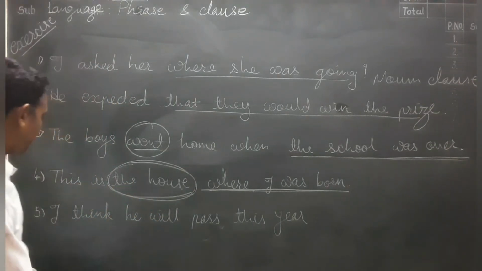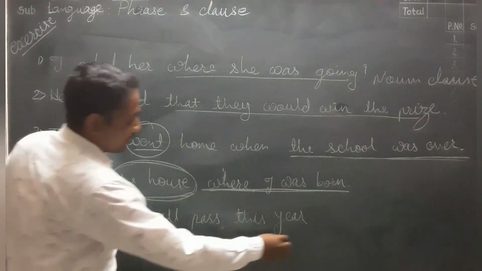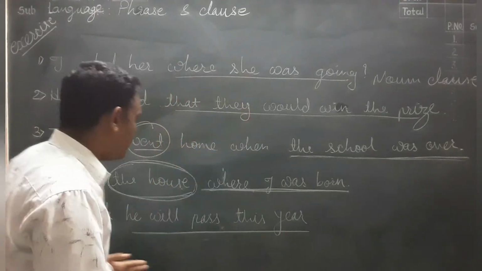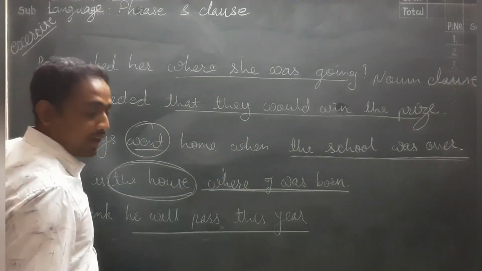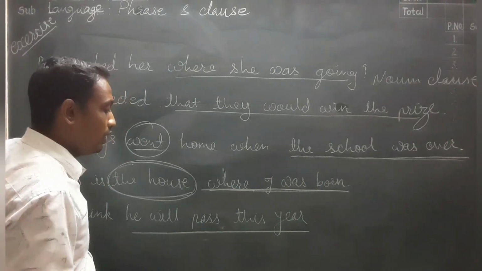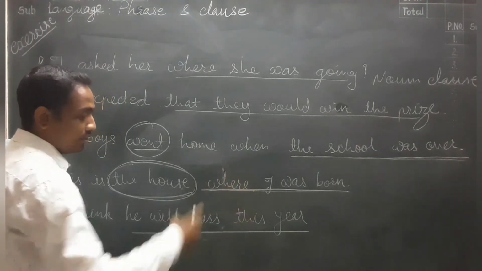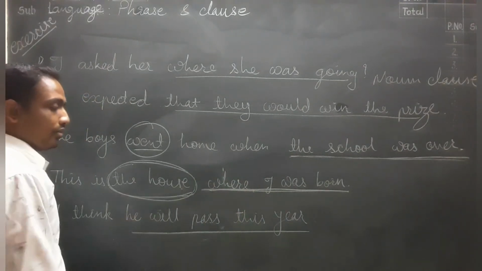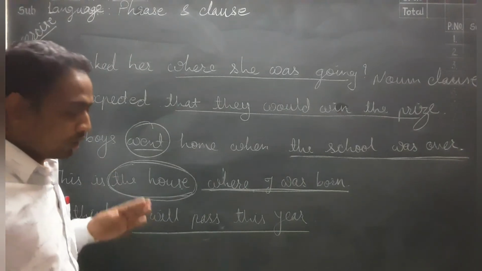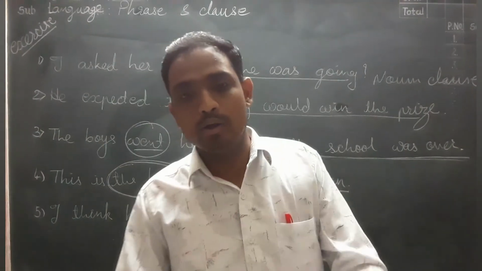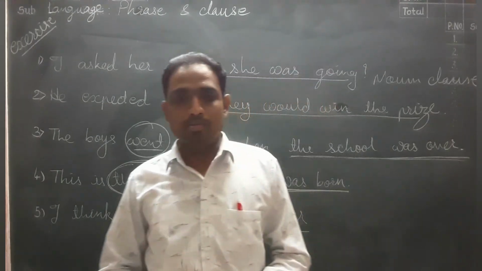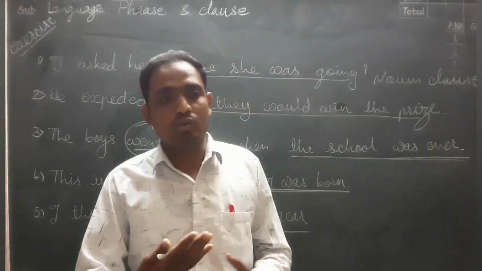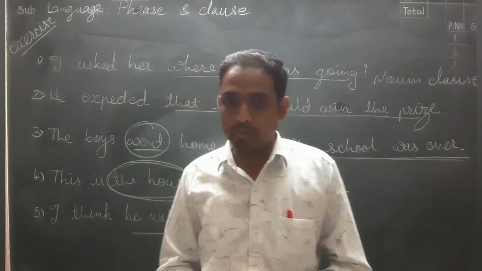Understand? Okay, next. I think he will pass this year. I think he will pass. What do I think? He will pass this year. Again, we ask the question with what, so its reply "he will pass this year" may be a noun clause. So this is the way you can find any clause, whether it is a noun clause, adjective clause, or adverb clause.